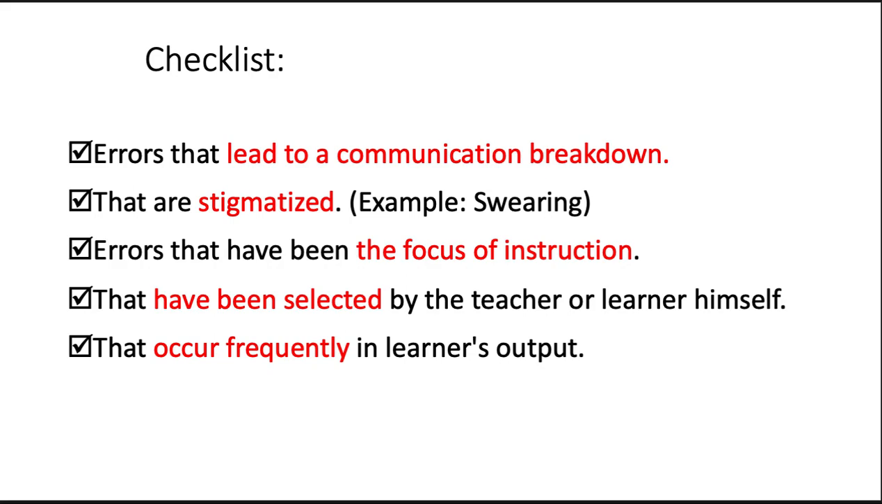Based on Gannett's research, I came up with a checklist I think you might find useful to have on hand when correcting. So here are the mistakes you should focus on. The first one are errors that lead to a communication breakdown. So if the word, phrase, or sentence can't be understood by the person reading it, then we're not achieving the basic goal of learning a language, which is to communicate. These errors must be addressed first.